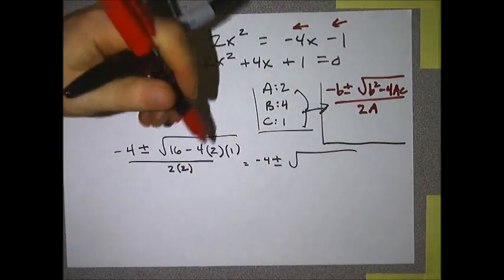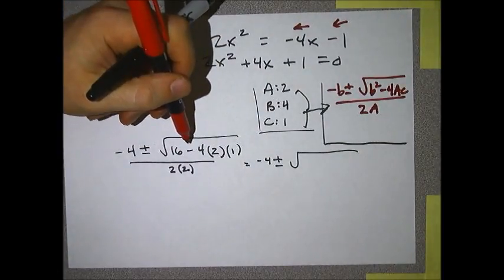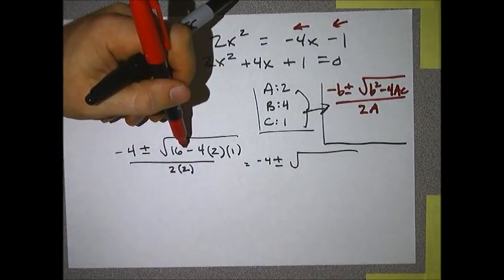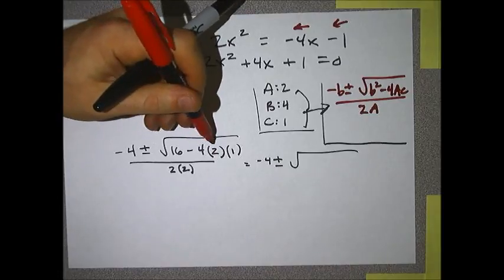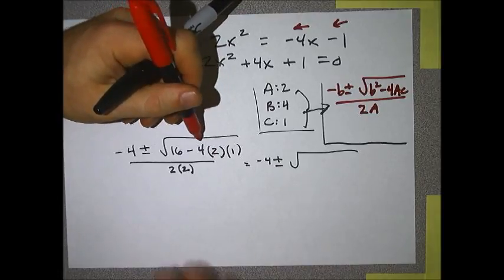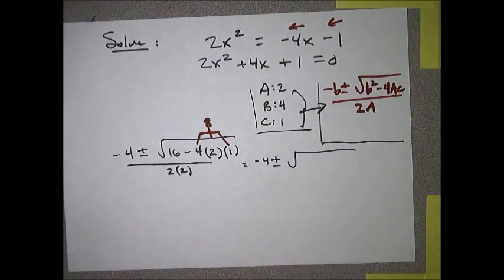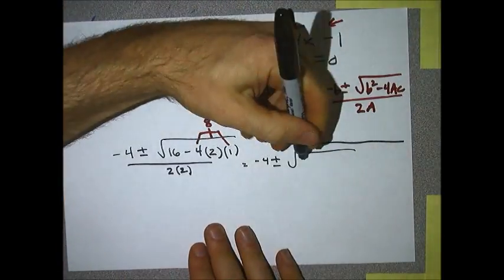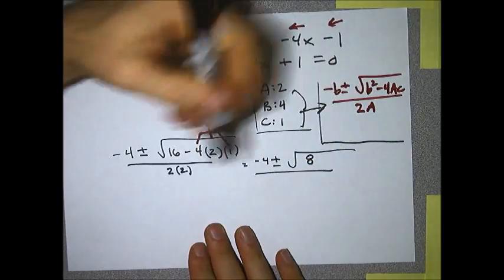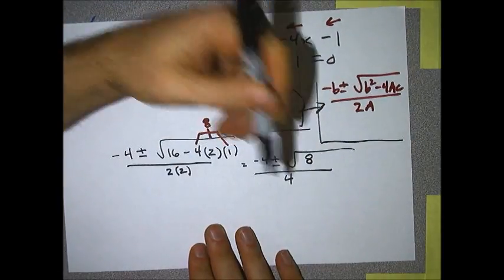So when we look under the square root here, we don't do our subtraction yet. Multiplication has to be done first, and 4 times 2 times 1 is 8. So these three here are 8s. This is really 16 minus 8. So underneath, 16 minus 8 is 8. And all of that is over 2 times 2, which is 4.